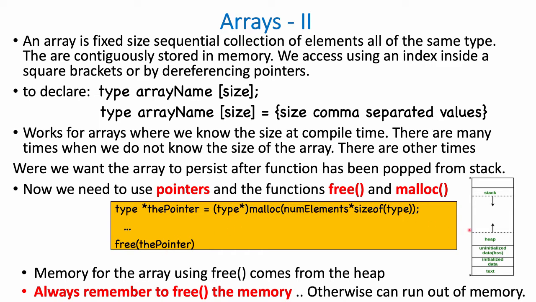Free is the function to free up memory, and malloc is the function we use to obtain memory from the heap. Malloc takes a single argument, the number of bytes to allocate. Malloc returns a void pointer, so what we have to do is cast it to the type pointer, where the type can be int, double, whatever type we're trying to create.